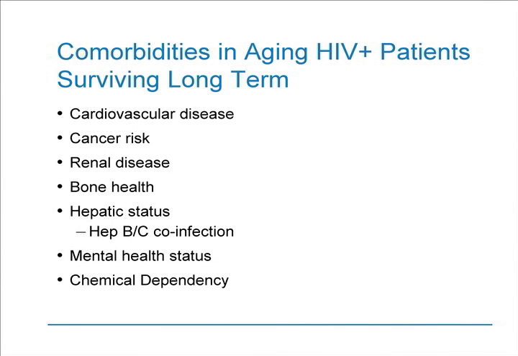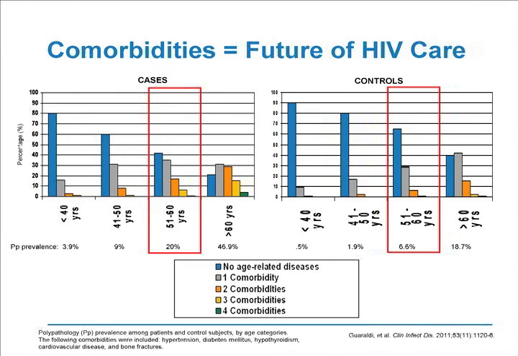If I were to list the key comorbidities in aging HIV-positive patients who are surviving long-term, this would be the conditions I would highlight: cardiovascular disease, cancer risk, renal disease, bone health, liver status, mental health status, and chemical dependency. A good example of the issues that come up is shown in this slide, which is a little busy and is from a study done in Italy where a population of HIV-positive patients was compared to a matched population of HIV-negative patients, or the controls.